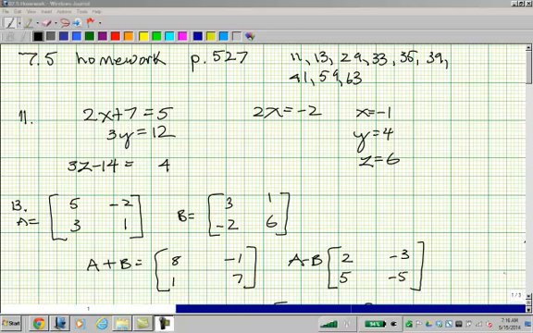Now, if you look on page 527, number 11, this is actually a pretty simple problem. You've got two matrices that equal each other on the left and on the right. And then you have an algebraic expression.